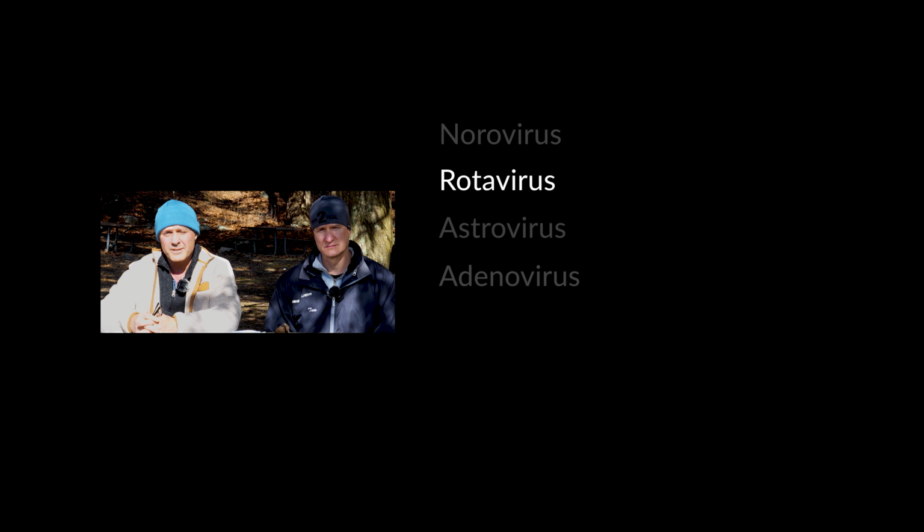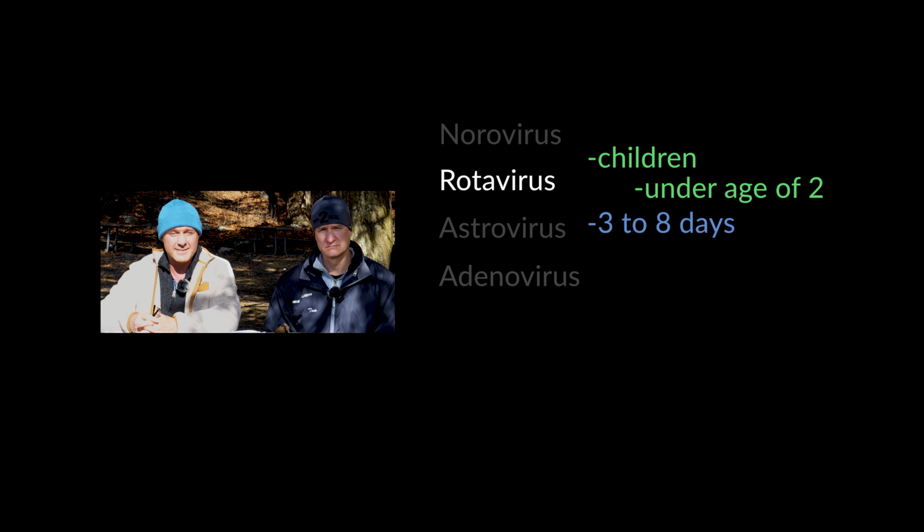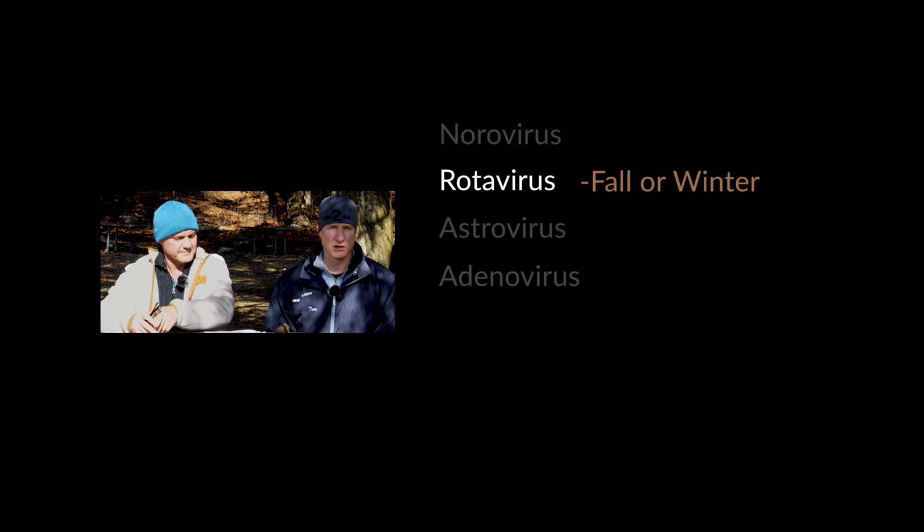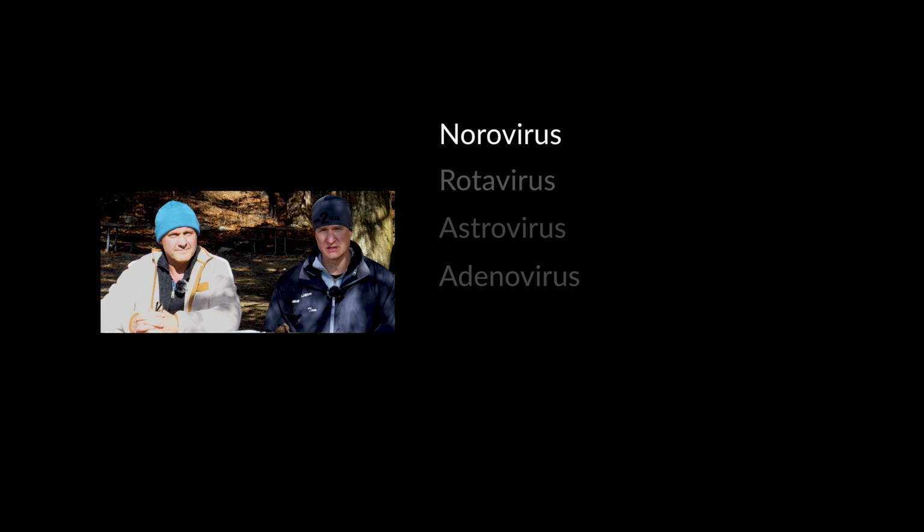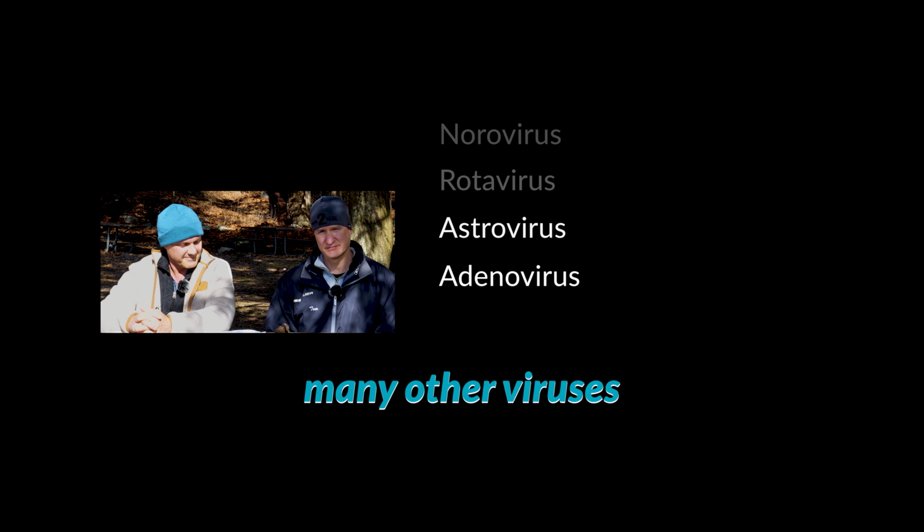Rotavirus most often occurs in children under the age of 2. The symptoms appear 2 days after you get infected and last 3 to 8 days. Typically around the fall or winter for the rotavirus, whereas norovirus could be all year round. Anytime. And then there's the other viruses, adenovirus and astrovirus, which wraps up the list, but they're not as common as the other ones. But there's many other viruses out there.